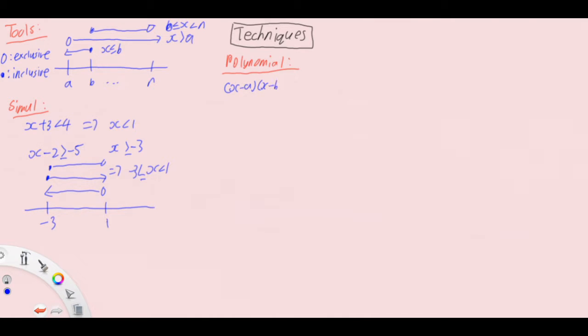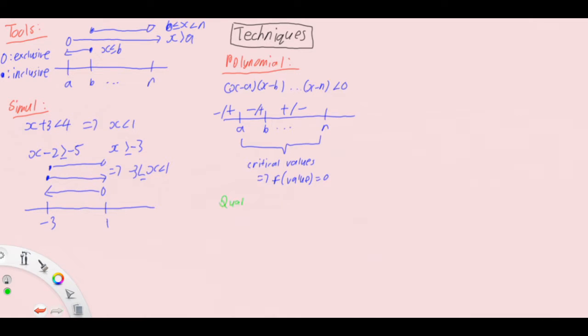Polynomial inequalities: basically just factorize them if possible to give us x minus a, x minus b, all the way to x minus n, really depends on what n is. But instead of putting the exact solutions, we'll be putting the critical values on our number line, which are the values where f of x gives us 0. We then calculate the plus or minus between each interval, then solve the inequality. We then move on to our quadratic, which is a specific example.